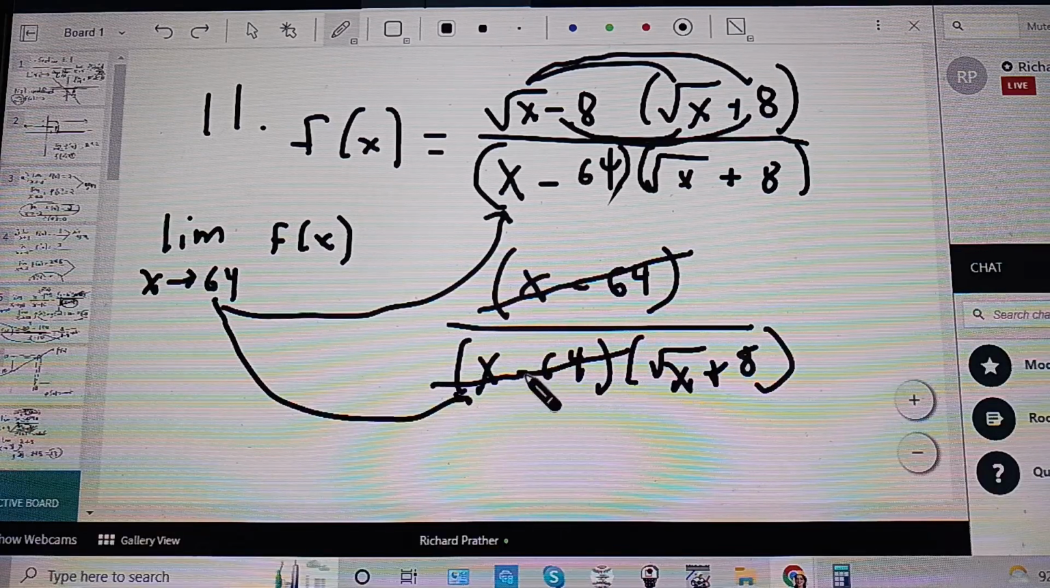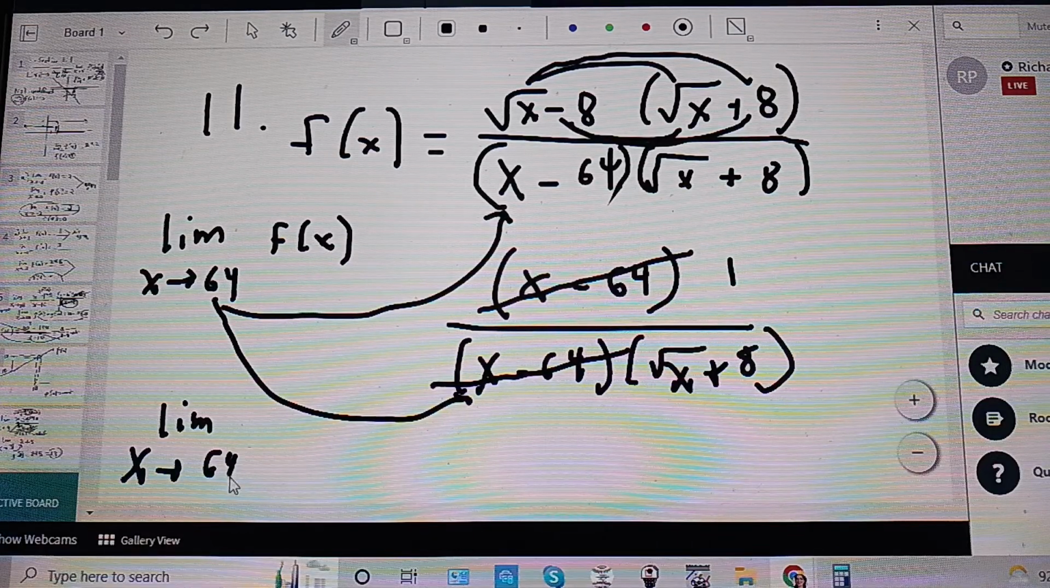Now, the numerator can never be blank, so you definitely need to put a 1 here. So what you've done is you've now created an equivalent simplified version of your original problem. It's technically a limit of g of x instead of f of x. But what you have left is 1 over this denominator that has square root of x plus 8.